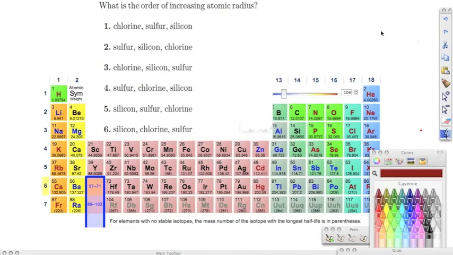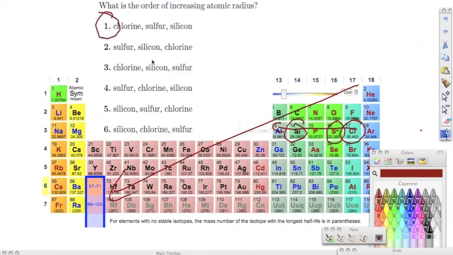This one, it says, what is the order of increasing atomic radius? Remember that atomic radius is always going to increase as we go that way. So increasing means from smallest to largest, and we have chlorine, we have sulfur, and silicon. So correctly, they're going to increase as they go this way. So increasing from chlorine, sulfur to silicon, the correct answer should be number 1, chlorine, sulfur, silicon.